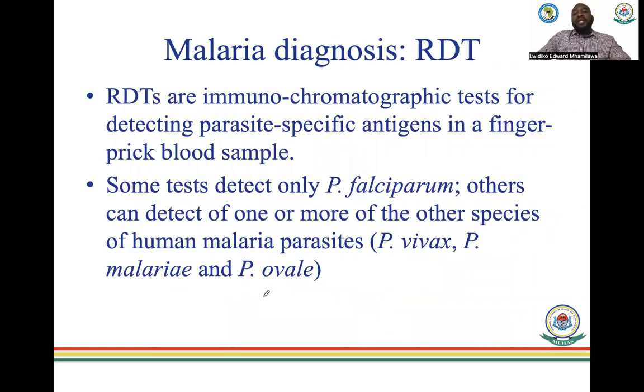Now back to the rapid diagnostic tests, which are immunochromatographic tests used for detecting specific parasite antigens, especially from a finger blood sample. Some of these tests detect only Plasmodium falciparum, but there are also other tests that detect one or more of the other human parasite species, like vivax, malariae, or ovale.